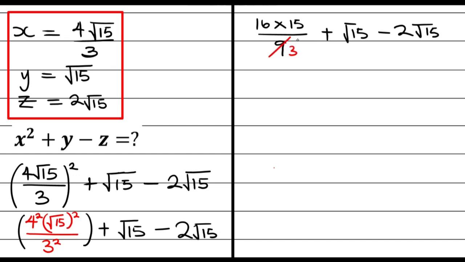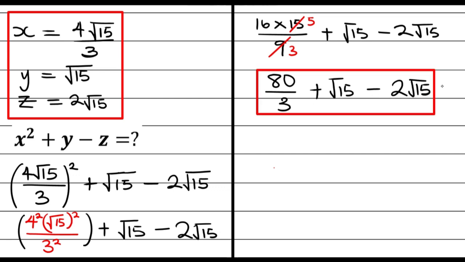3 goes there, that's going to be 3. 3 goes there, that's going to be 5. 16 times 5, that is 80 over 3, then plus root of 15, then minus 2 root 15. And this is the final answer for the question.